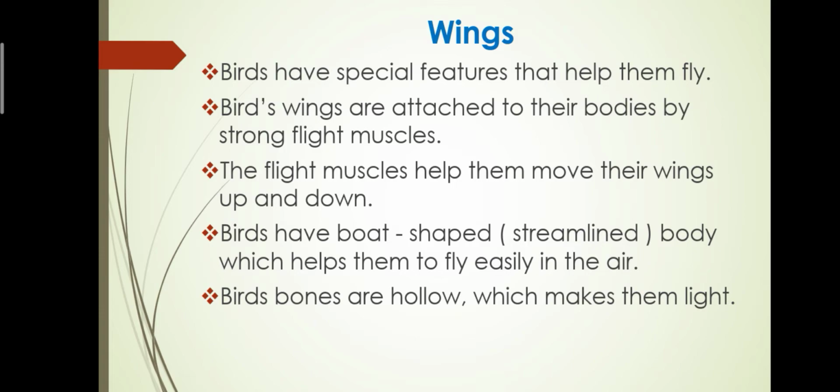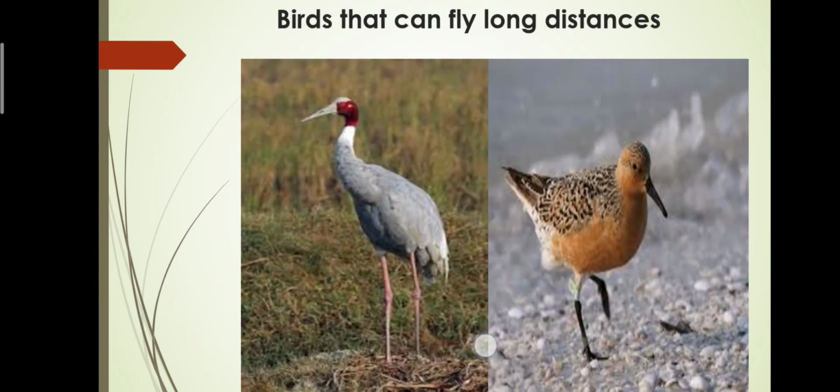Now, the first feature. Birds have a very special feature that helps them fly, that is wings. Birds' wings are attached to their bodies by strong flight muscles, which help to move their wings up and down. Birds have a boat-shaped, streamlined body, which helps them to move in air and in water. Birds' bones are hollow, which makes them very light, and they can fly very easily.